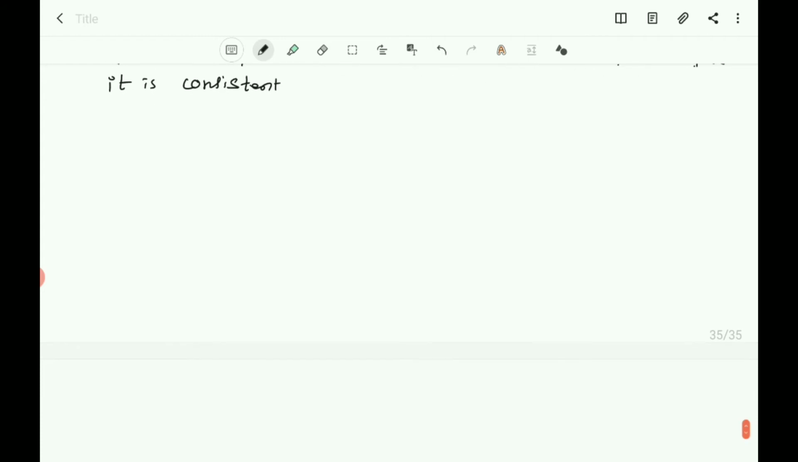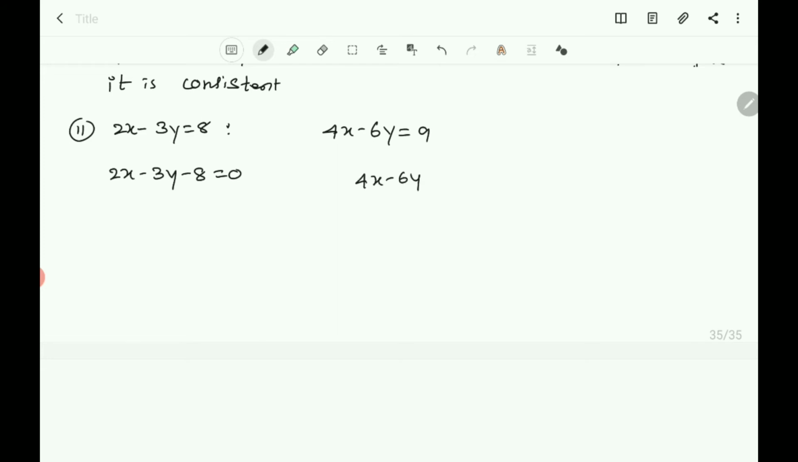Next, the second one you take: 2x minus 3y is equal to 8, 4x minus 6y is equal to 9. Here you write 2x minus 3y minus 8 is equal to 0. This is 4x minus 6y minus 9 is equal to 0.